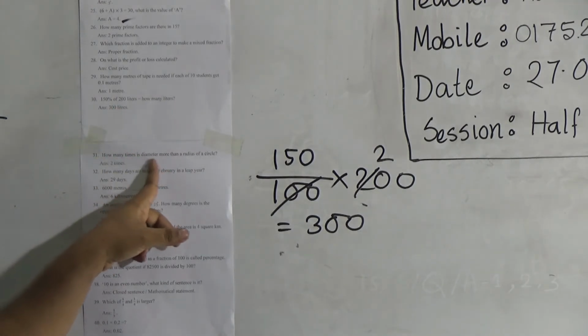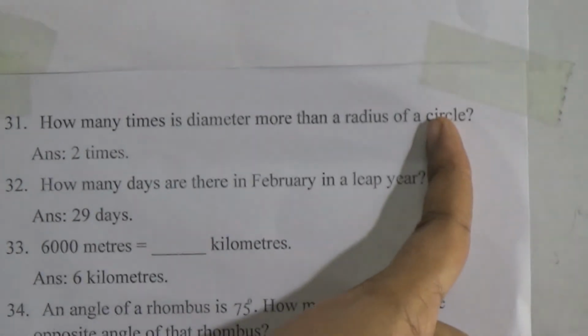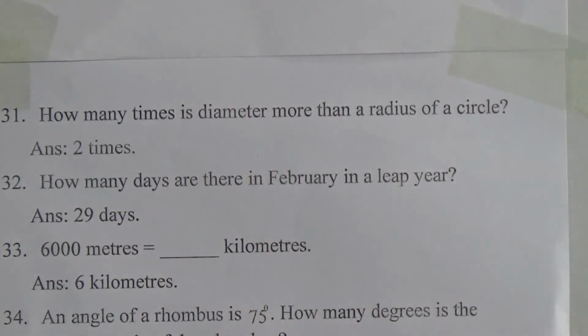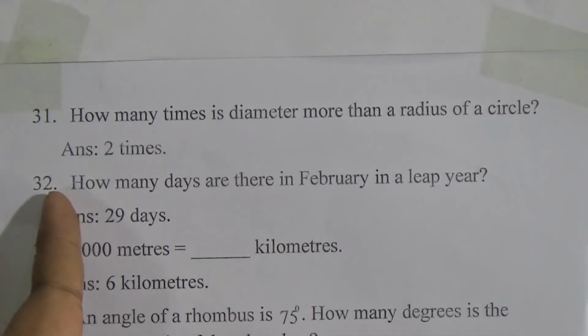31 number question. How many times is diameter more than a radius of a circle? We have already learned this because we know diameter is 2 times of its radius. 2 times.